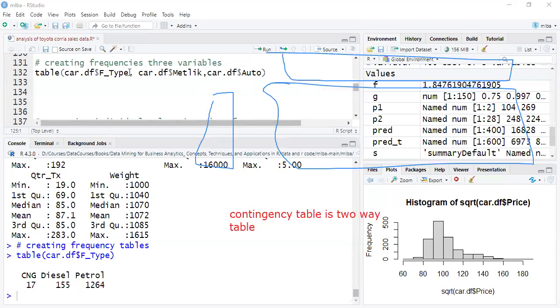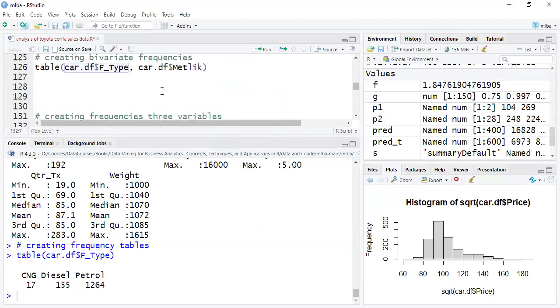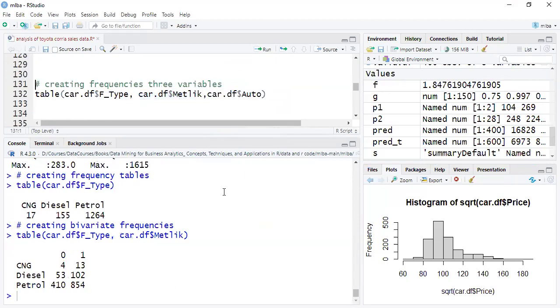Next table command is what? I want to see the frequency table of fuel type and metallic color. So these are the two factor variables, the two categorical variables, and I want to make the frequency table collectively. So your table will be this. It means how many cars have metallic color and how many cars do not have metallic color.